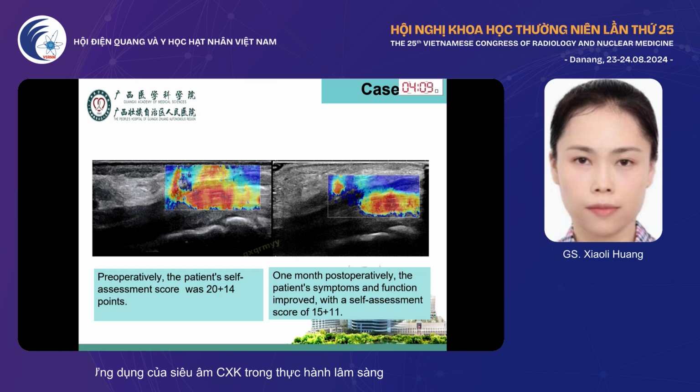This is the SWE image of the patient's median nerve before and after surgery. The post-operative SWE shows the median nerve is softer than before the surgery. And the self-scoring on the scale 1 month after the operation is also lower than before. It indicates that our treatment is effective.